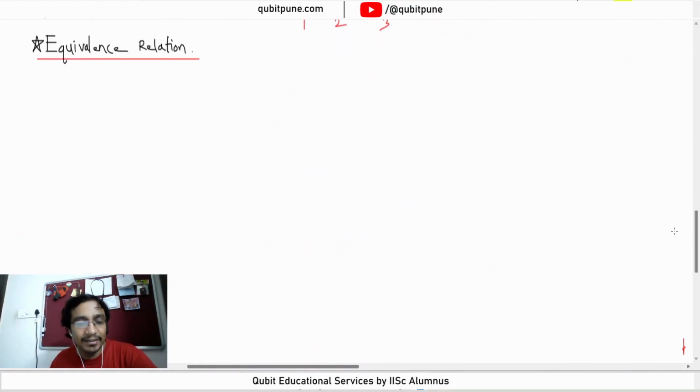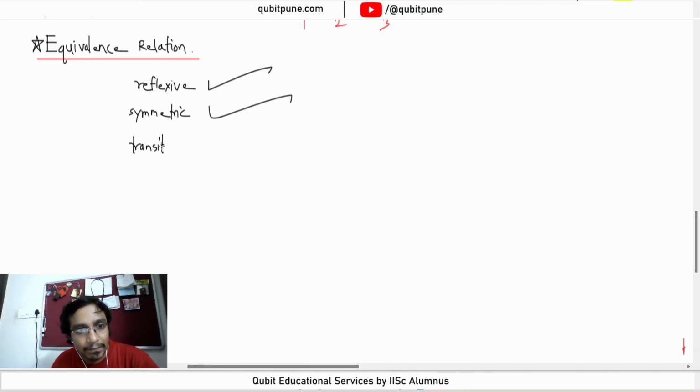And what is an equivalence relation? It has to be reflexive. It has to be symmetric. It has to be transitive. Then it will be called an equivalence relation.